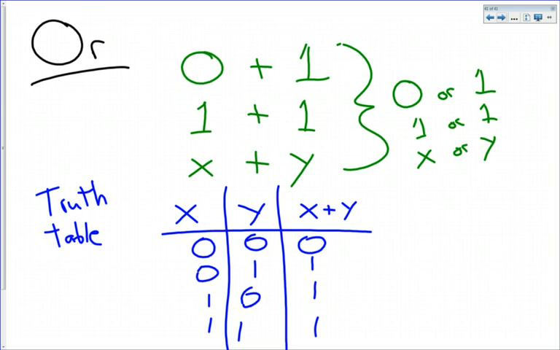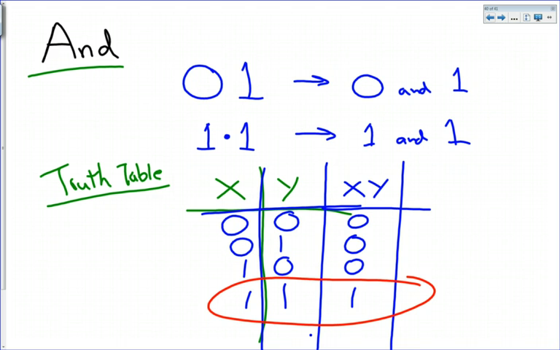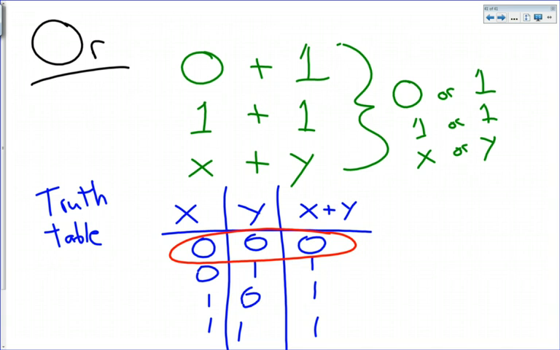Now in the OR, it's always generating a 1, except in one circumstance it's generating a 0. So this is kind of the opposite of the way it was working with AND. And think about it, that's the way OR generally works, right? This or this. Either one of them can be true, or both of them can be true for the thing to be true. The only time it's false is if both of them are false.